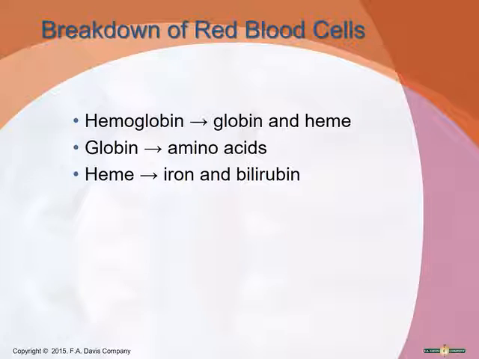Macrophages in the liver and the spleen will ingest and destroy the old red blood cells, and in the process, the hemoglobin is broken into its two components, the globin and the heme. Globin is broken down into amino acids, which are used for energy or to create new proteins, and the heme is broken down into iron and bilirubin. Iron is used to create new hemoglobin, and bilirubin is excreted into the intestines as part of the bile.